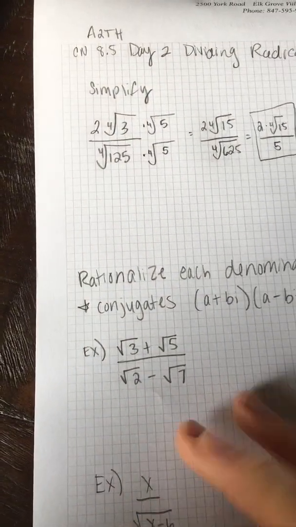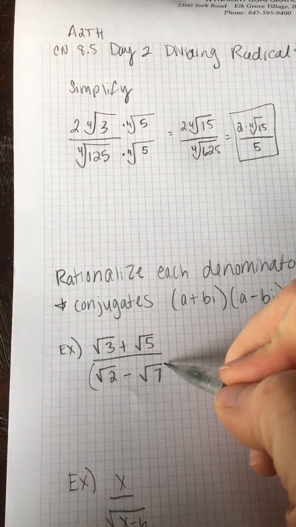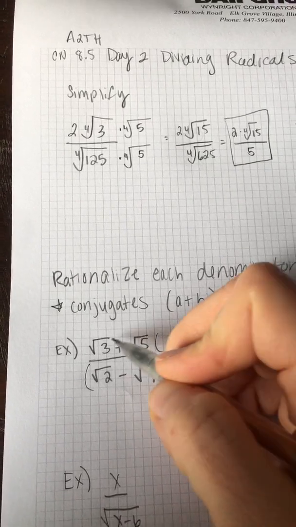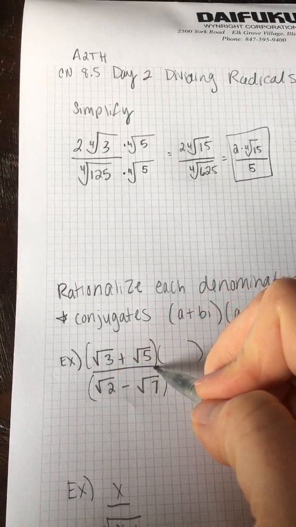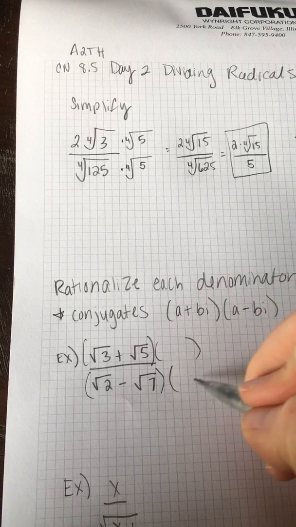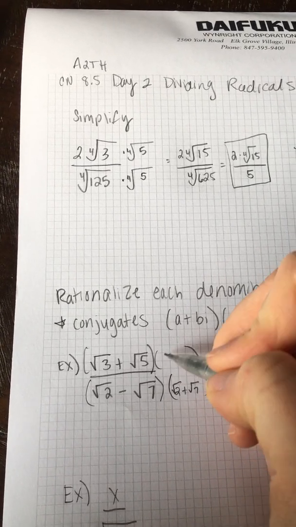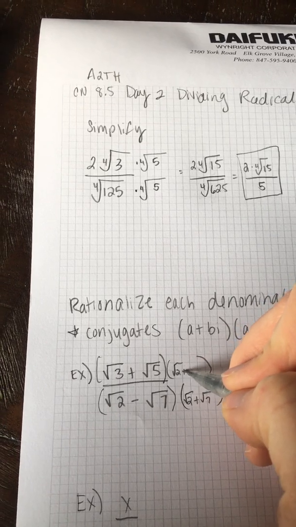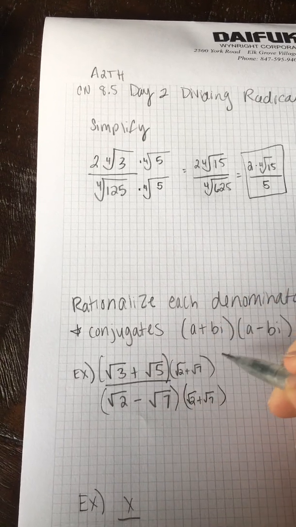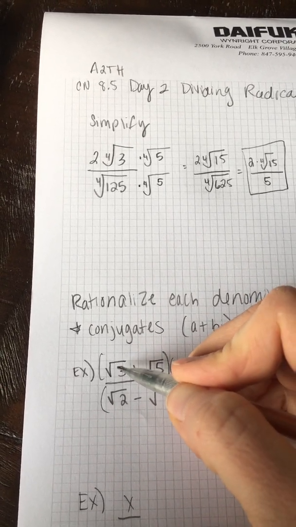Going back to this one and using conjugates. If I have root 2 minus root 7, I'm going to put parentheses around this because this is considered a binomial as well. The conjugate is going to be root 2 plus root 7. I can't use a pattern here because they're all different, so I'm just going to go ahead and distribute.